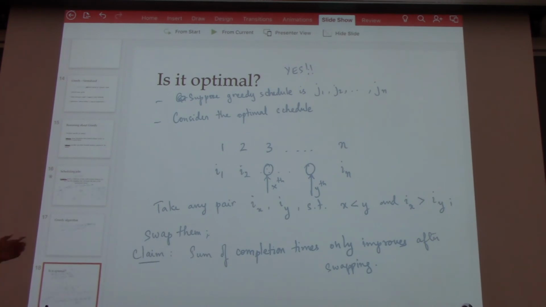I'm just periodically saving because a few classes ago we had this problem.